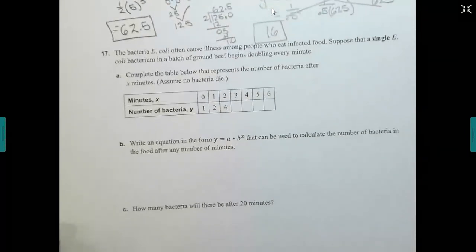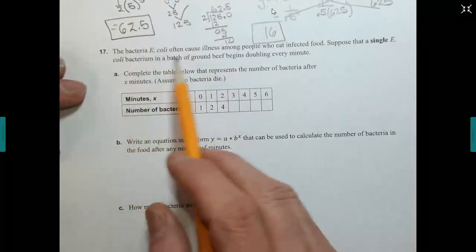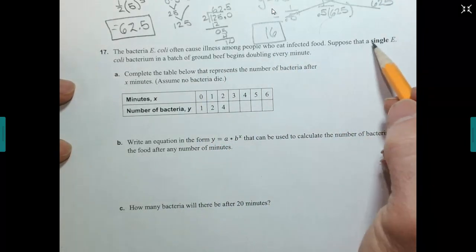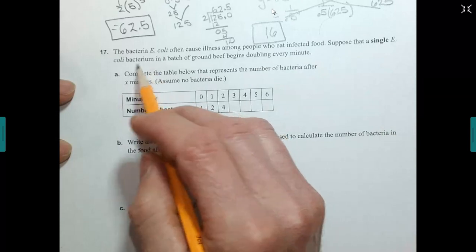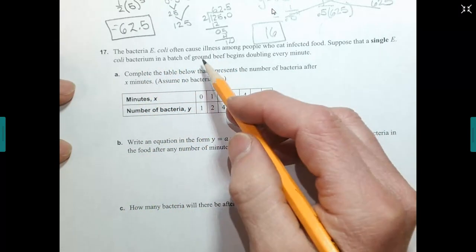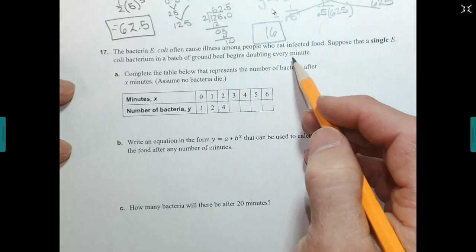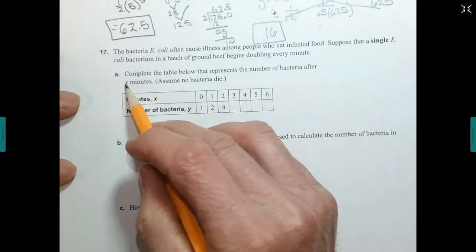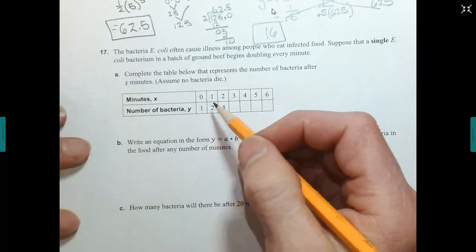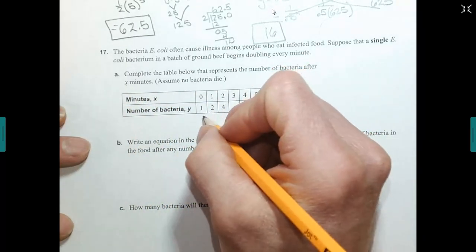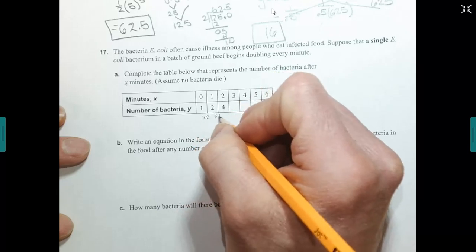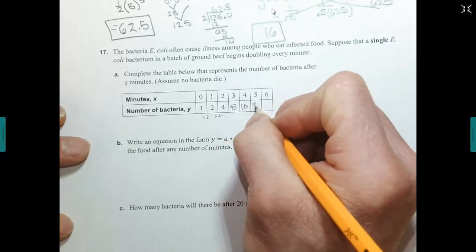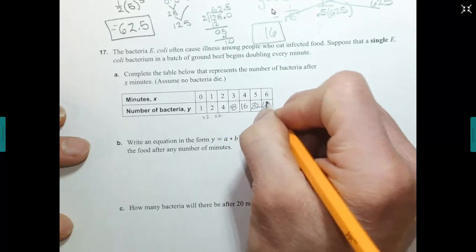Last one. The coronavirus often causes illnesses among people who sneeze on each other. Suppose that a single COVID bacteria virus in a batch of coughs begins doubling every minute. Complete the table below to represent the number of viruses after X minutes. Assume that none of them die. So it doubles every time. So it's times 2, times 2. So 4 times 2 is 8. 8 times 2 is 16. 16 times 2 is 32. 32 times 2 is 64.